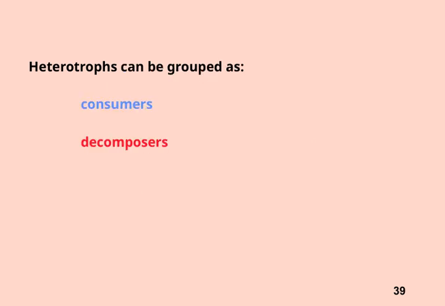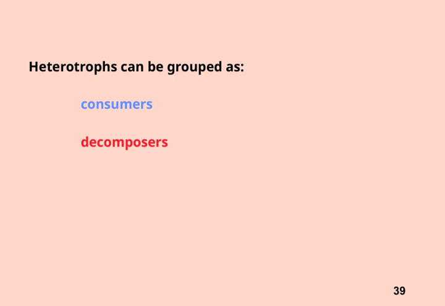Heterotrophs can be grouped into two main categories: consumers and decomposers. Consumers are organisms that eat other organisms to obtain their energy. They can be herbivores, carnivores, or omnivores, depending on what they eat. Decomposers, on the other hand, break down dead organic material, recycling nutrients back into the environment.